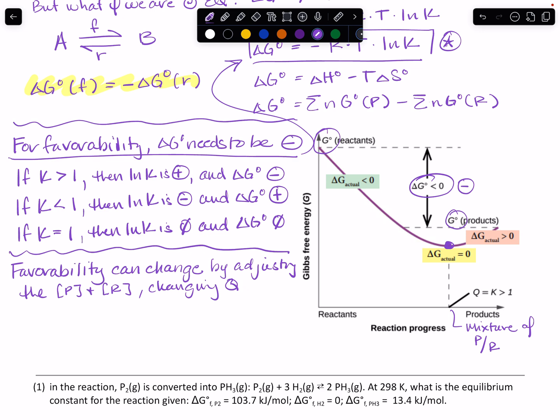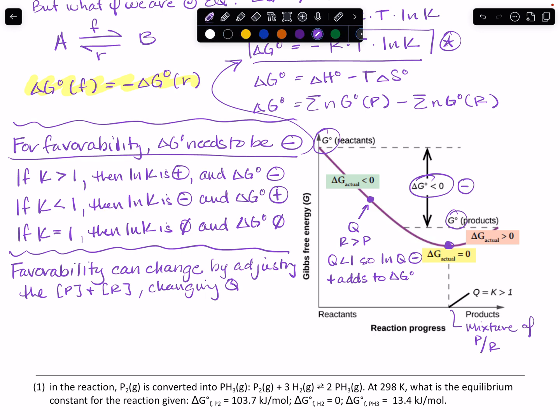All right, but what if we adjust those values? So let's say we're looking at a point where we have a reactant to product ratio that would be here. So this is Q. And in this case, we're closer to the reactants than the products. So Q is going to be less than 1, so the natural log of Q is going to be negative, and that adds to our delta G naught. So what that means is your delta G is going to become more negative. So it's moving down that hill towards those products. So it's more favorable to go towards those products.